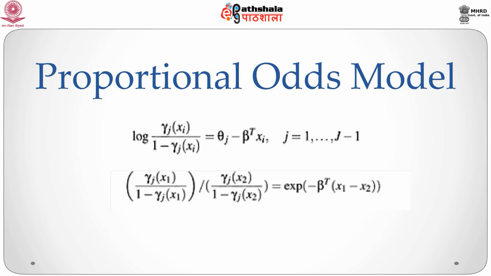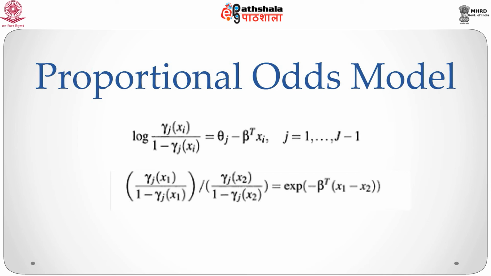Now choosing the normal distribution for z would of course lead to a generalization of the probit model. Choosing an extreme value distribution would lead to the complementary log-log link. Now let us assume that log of gamma j x over 1 minus gamma j x is equal to theta j minus beta prime x. This is the very common proportional odds model based on the logit link.